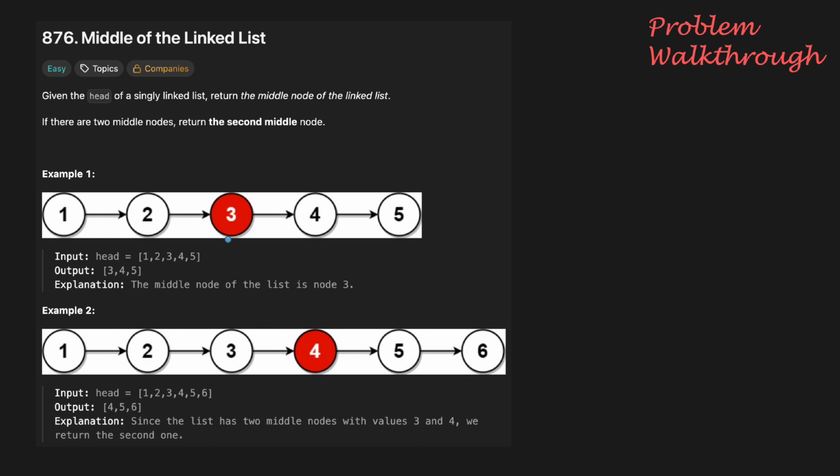And note that we are returning it as a pointer and not unlinking the remaining nodes. That's why the output may appear as a list containing the elements 3, 4 and 5, but in reality, we are just returning the middle node. Similarly, in example 2, for the given linked list, there are 6 elements. So we will have two middle elements, which are nodes with values 3 and 4, and we return the second middle node here, which is node 4.